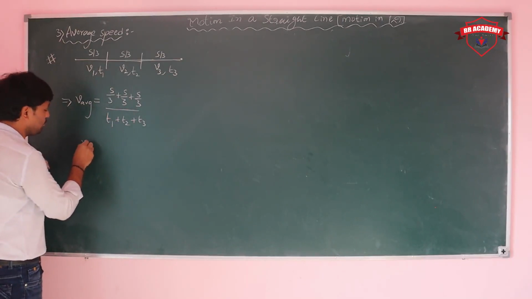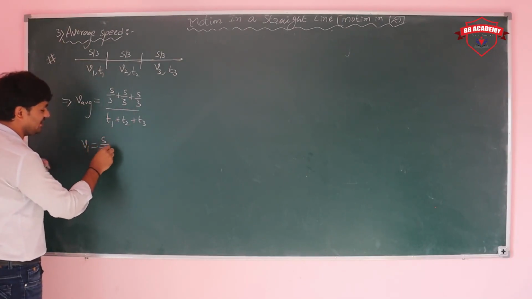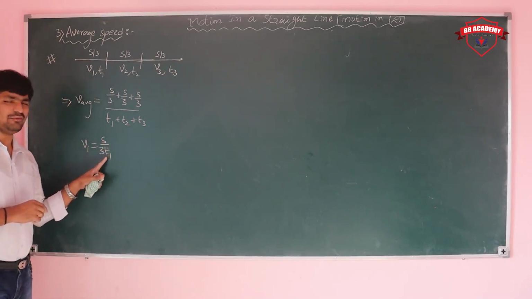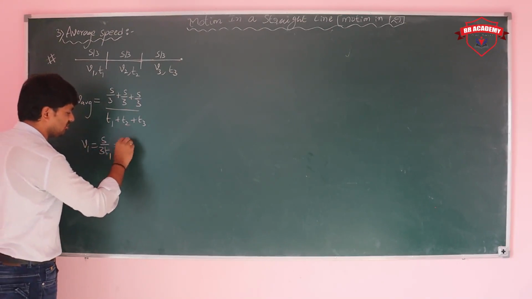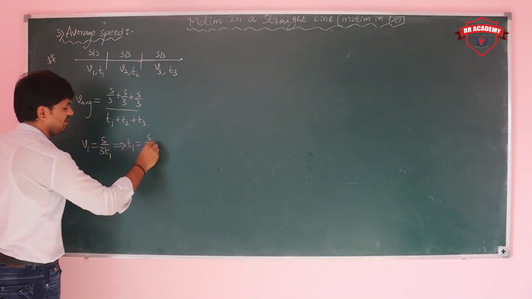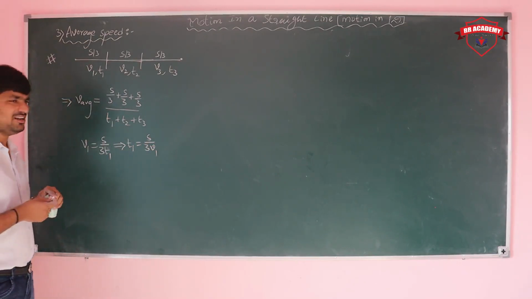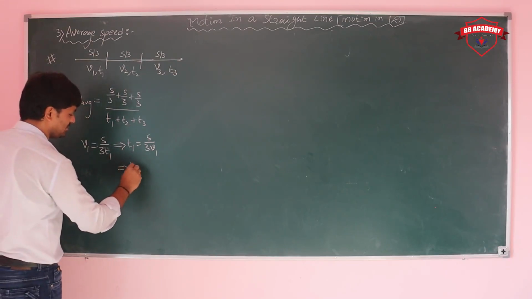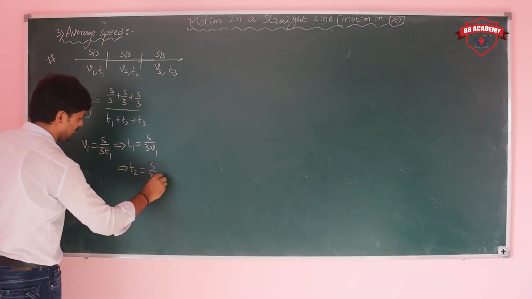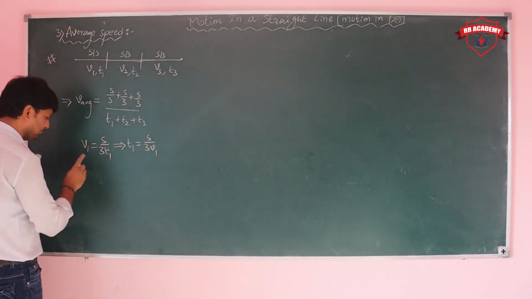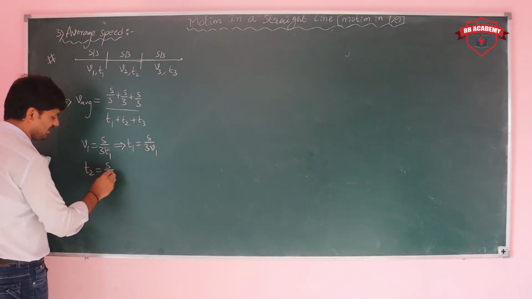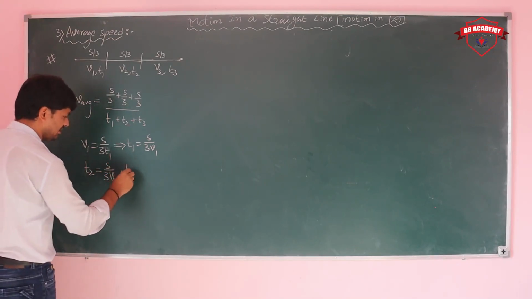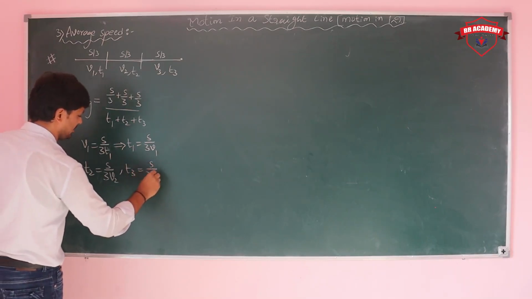Before that, we can write V1 is equal to S by 3 over T1. Yes or no? Yes. Distance S by 3, time T1. Then T1 is equal to simply S by 3V1. And similarly, T2 is equal to S by 3V2. And similarly, T3 is equal to S by 3V3.